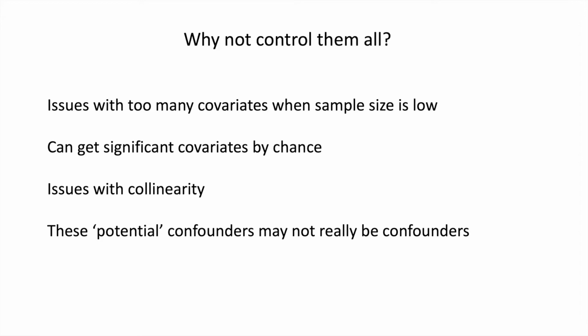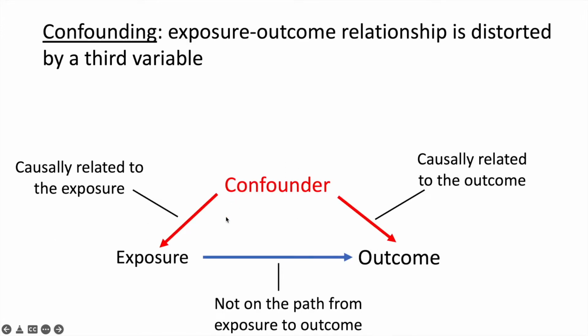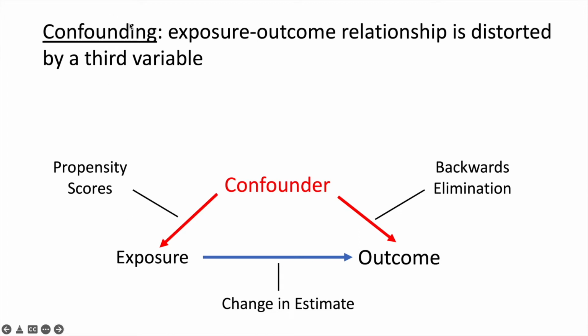And also, some of these potential confounders might not be confounders, because you'll notice that some of the criteria we used were just being related to the exposure or just being related to the outcome. And you'll remember that a confounder needs to be causally related to the exposure, associated or causally related to the outcome, and not an intermediate on the path from the exposure to the outcome. So our various ways of detecting confounding really focus on these three criteria. For example, something called propensity scores is looking at whether there's a relationship between the confounder and the exposure. Backwards elimination, or your typical model building process, is looking at whether the confounder is related to the outcome. And change in estimate is assessing this exposure outcome relationship and how the confounder affects that.